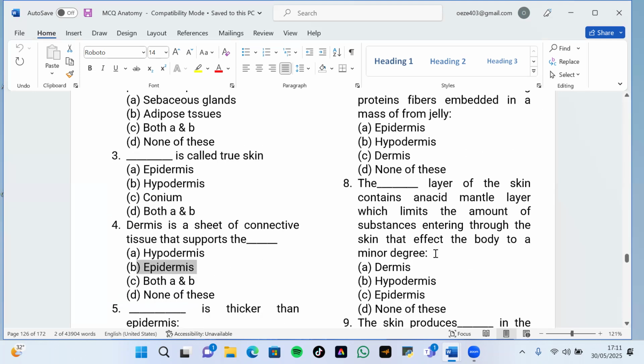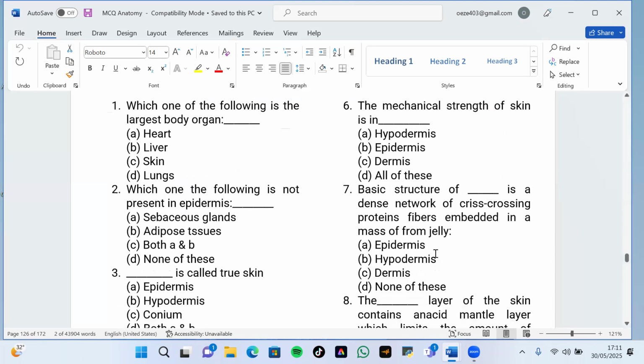Now the next question says, the mechanical strength of skin is in the dash. A, hypodermis, B, epidermis, C, dermis, D, all of these. The correct answer is C, dermis. That is where the mechanical strength of the skin is. Then question number 7 says, the basic structure of dash is a dense network of crossing protein fibers embedded in a mass of jelly. The correct answer is C, dermis.